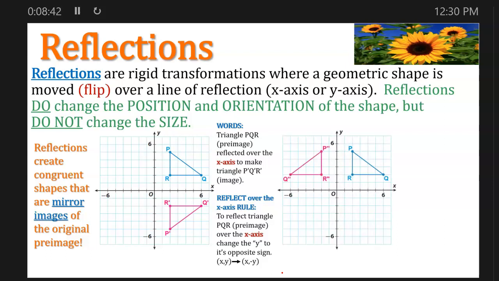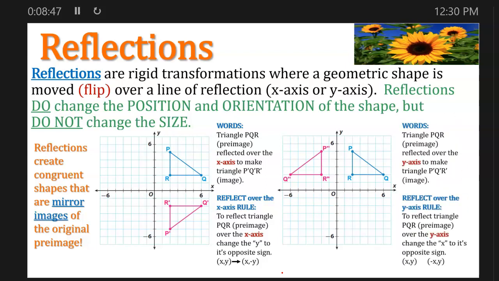Now we have another set over here, triangle PQR, and this time we're reflecting it over the y-axis. So in words, I would say triangle PQR, which is the pre-image, reflected over the y-axis to make triangle P prime, Q prime, and R prime, which is the image. So it flipped from here to here, and notice when it does flip over these lines of reflection, the orientation changed. Like notice here the Q is on the right, but now it's on the left. So the orientation of where the Q is located did change, and the P and the R too, because now it's on the right and originally it was on the left.